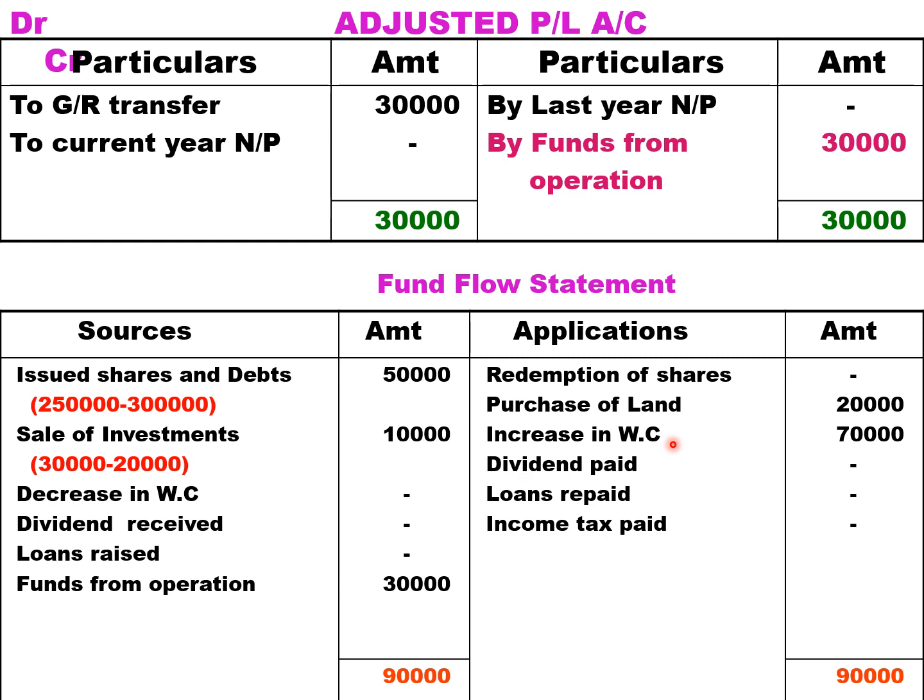Similarly, in application side, we need to take 6 items: repayment of preference share, it's not there; purchase of land 20,000, increase in working capital 70,000. Remaining dividend paid not given, loans repaid not given, income tax paid not given. So 6 items in the application side, 6 items in the sources side. Kindly remember, according to the format, if you prepare, you may get the fund flow statement tallied to the extent of 90,000. Now let us go for the second question, students.